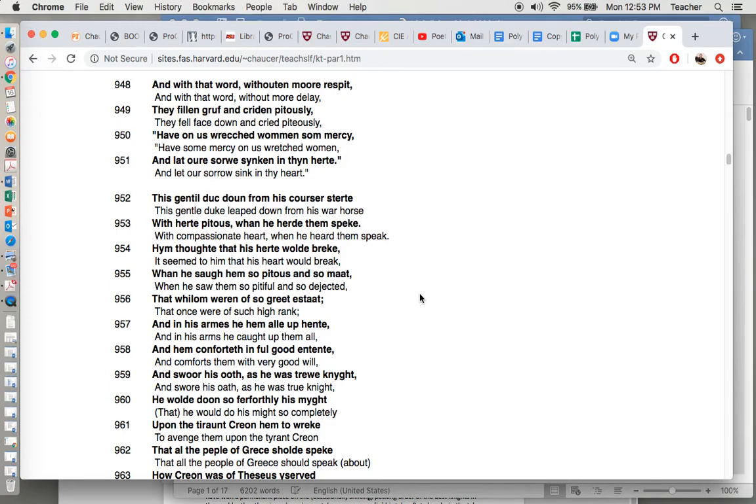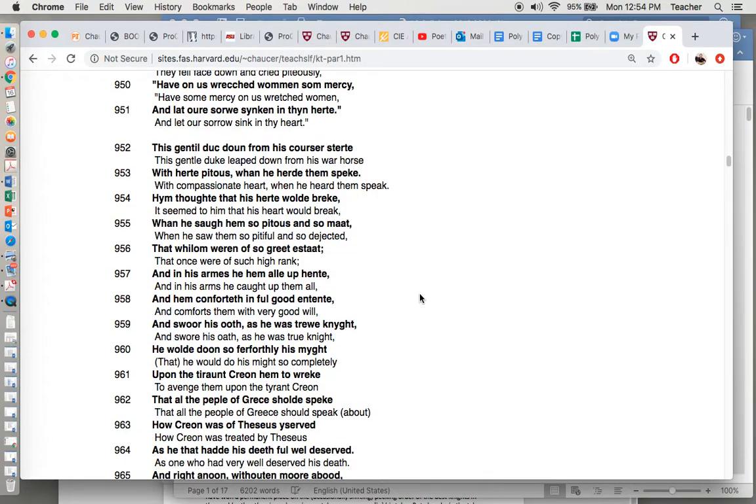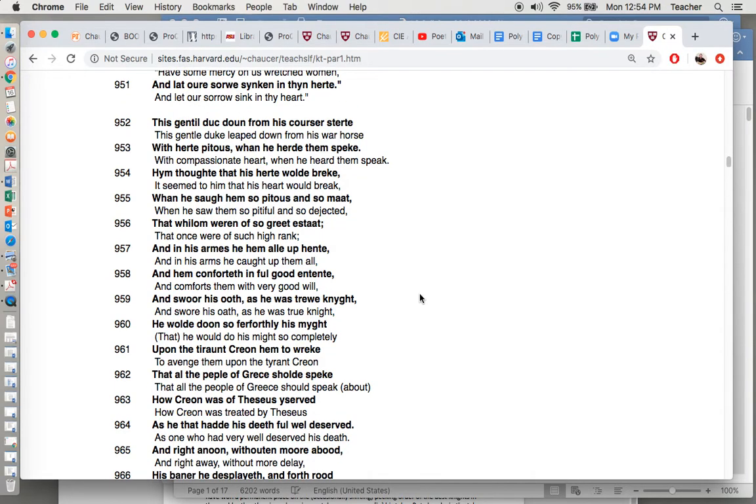so great a state, and in his arms he them all upheld, and comforted them with full good intent, and swore his oath, as he was a true knight, that he would do so fully his might upon the tyrant Creon to avenge them, that all the people of Greece should speak how Creon was served by Theseus, as he that had his death full well deserved.